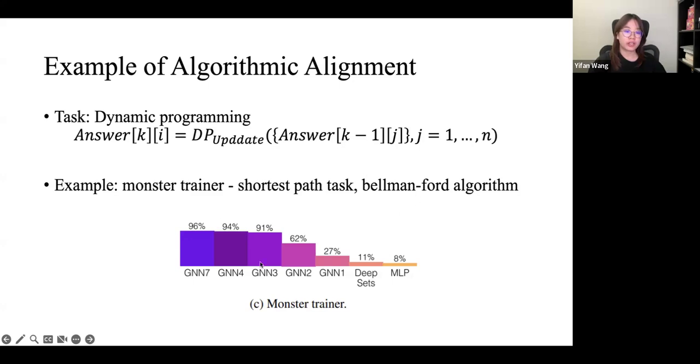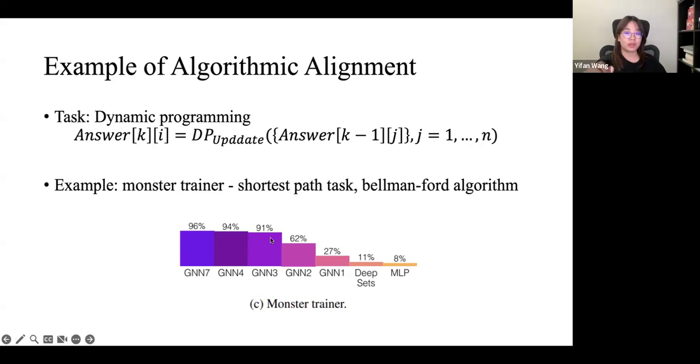The figure here shows the empirical results. So we can see that the empirical results confirm the prediction. A neural network can sample-efficiently learn a task if it is aligned with the correct algorithm. Another observation is that graph neural networks do not need as many iterations as Bellman-Ford.